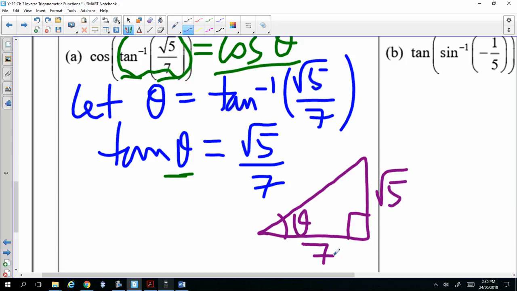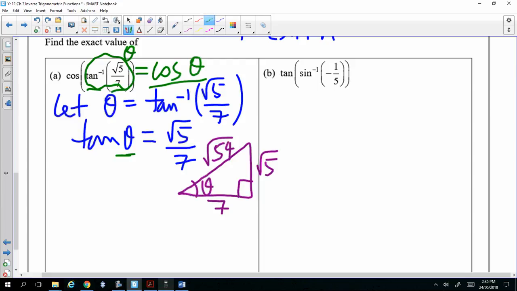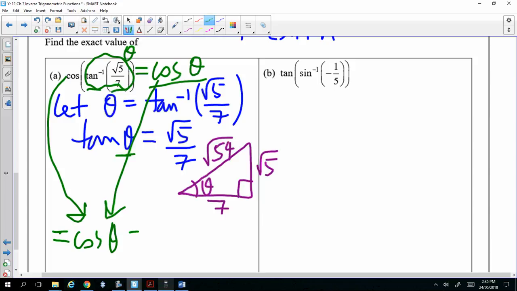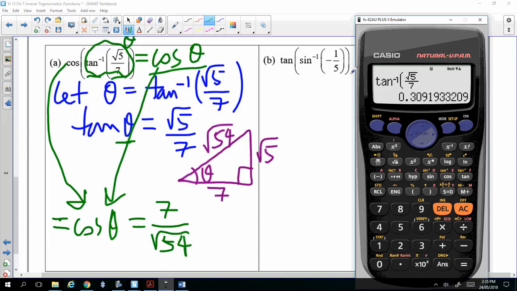Okay? So if I want to find the value of cos theta, this thing is just cos theta, which is equal to adjacent over hypotenuse, like that. You might like to simplify the surd, root 54, and you could use that trick. Write 54, press equal, press shift, fact. So you get 9 times 6, so 3 root 6. So you get 3 root 6. Yeah, so you can leave the answer like that.